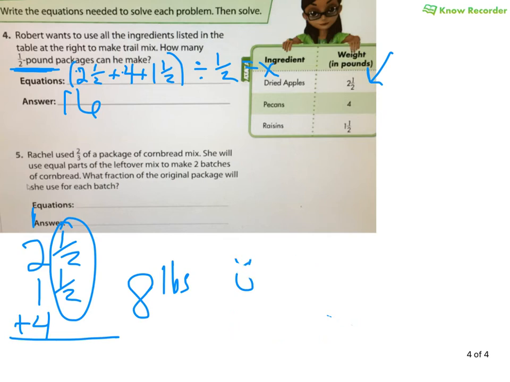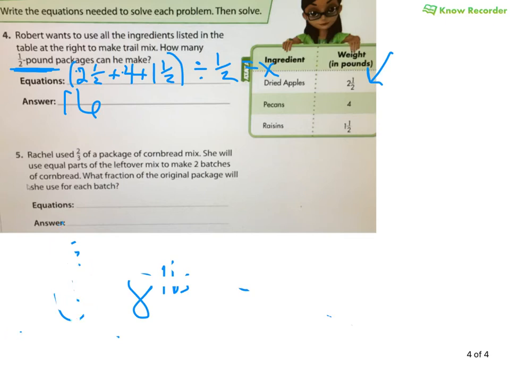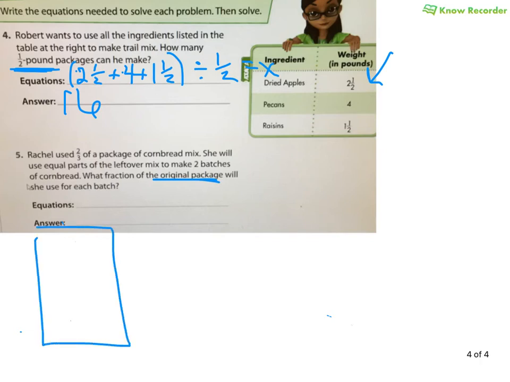Taking a look at the next problem, Rachel uses 2/3 of a package of cornbread mix. She will use equal parts of the leftovers to make 2 batches of cornbread. What fraction of the original will she use in each batch? The big thing to remember here is they're talking about the original, so you have to go back to the first part. So let's draw a picture. I love pictures. I have a package of cornbread mix. It says she used 2/3, so let me break it into thirds.